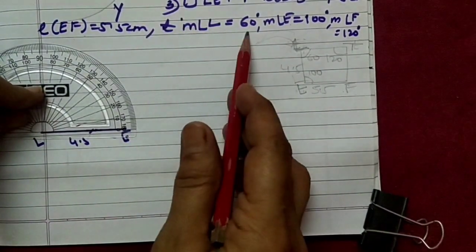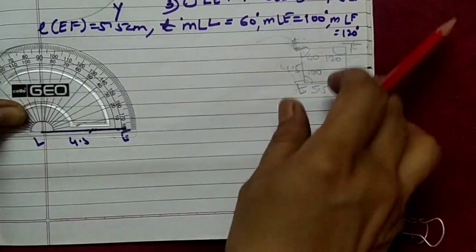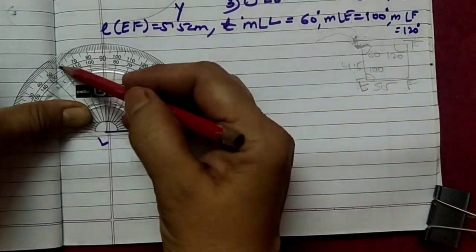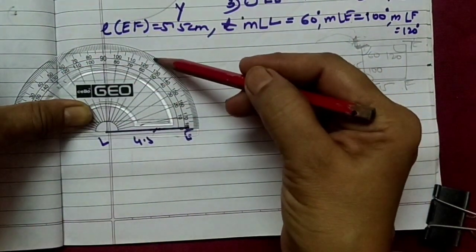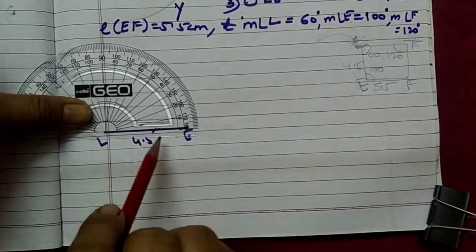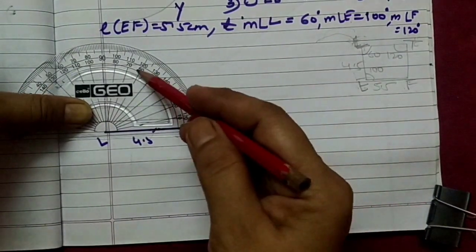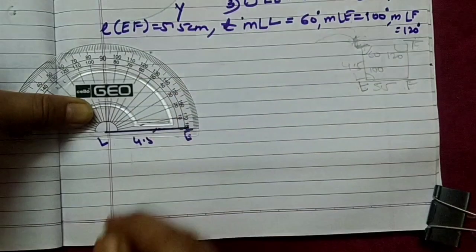So always, as I told you yesterday, count from zero. Don't just say I want 60 and see where there is 60. There is a 60 over here also, there is a 60 over here, there is a 60 over here. So which 60 to take will be confusing. So always count from 0. So this is the 0 over here: 0, 10, 20, 30, 40, 50, 60. So this is my 60 degrees.